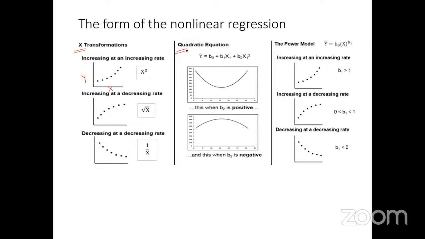Similarly, while talking about the quadratic equation, whatever data set we have and we fit the quadratic equation, if the value of beta 2 is positive, it shows the shape of the curve like a convex, and when the value of beta 2 is negative, it shows concave. Similarly, for the power model, if the value of beta is more than 1, it shows increasing with increasing rate. If the value lies between 0 and 1, it is increasing with decreasing rate. If the value of beta is less than 0, it is decreasing with decreasing rate.